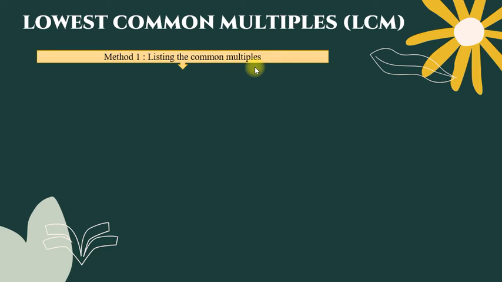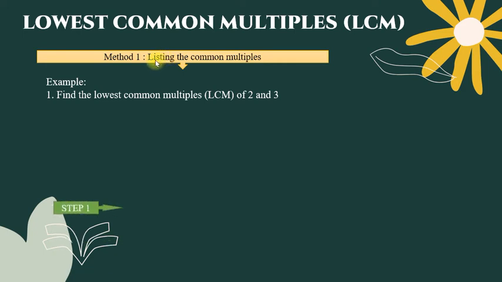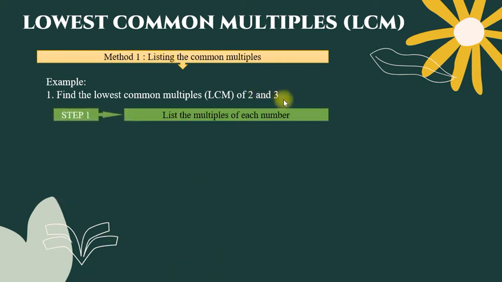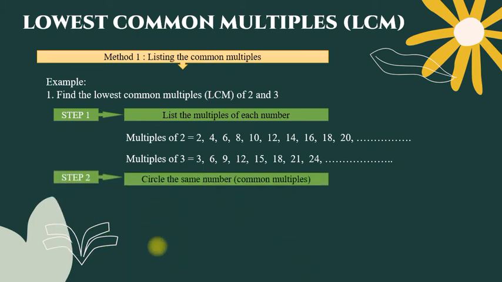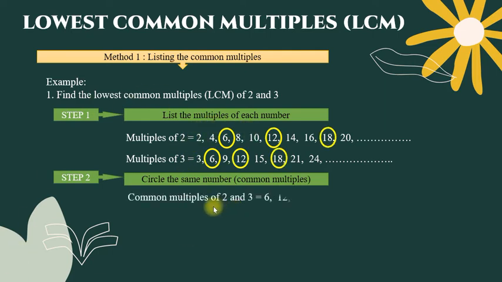Given the example, find the lowest common multiple of 2 and 3. Listing the common multiples means that you list the multiples of 2 and then list the multiples of 3. Then in step 2, you find the same numbers and circle them. For this case, the same numbers are 6, 12 and 18. So the common multiples are 6, 12, 18 and so on.